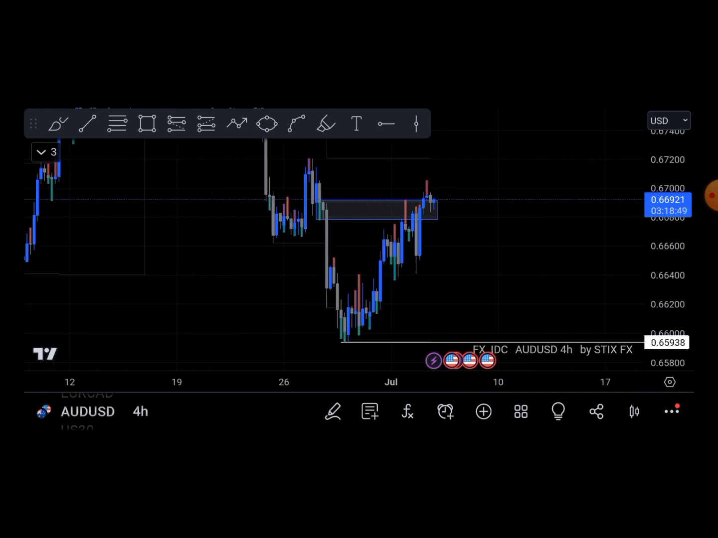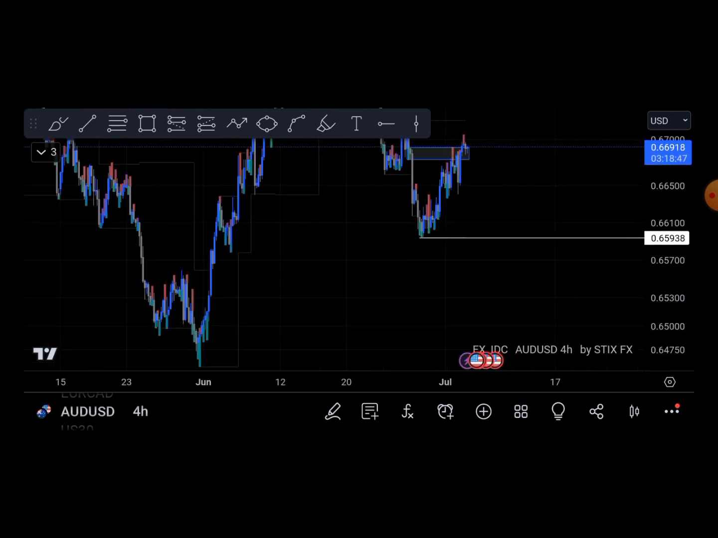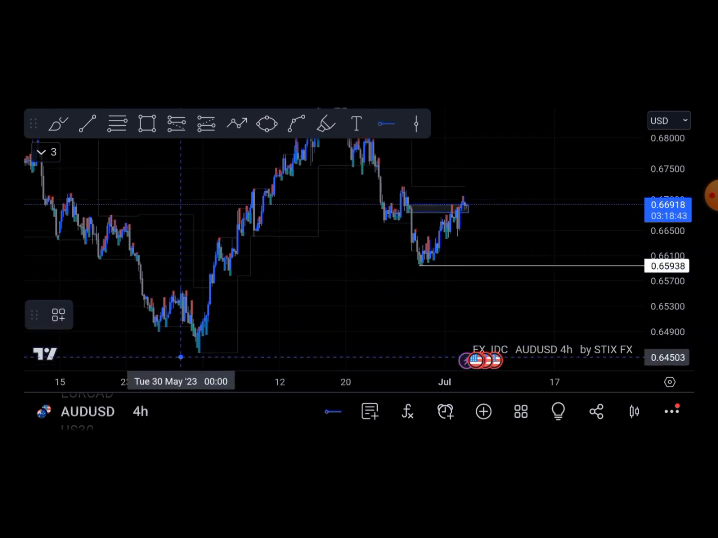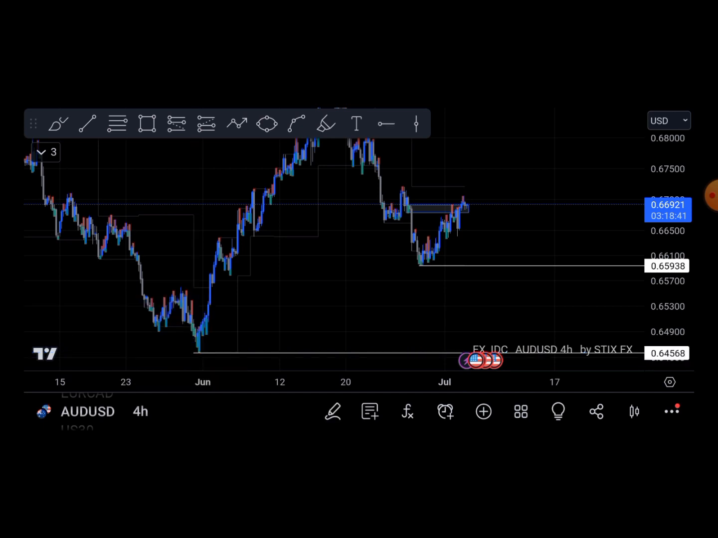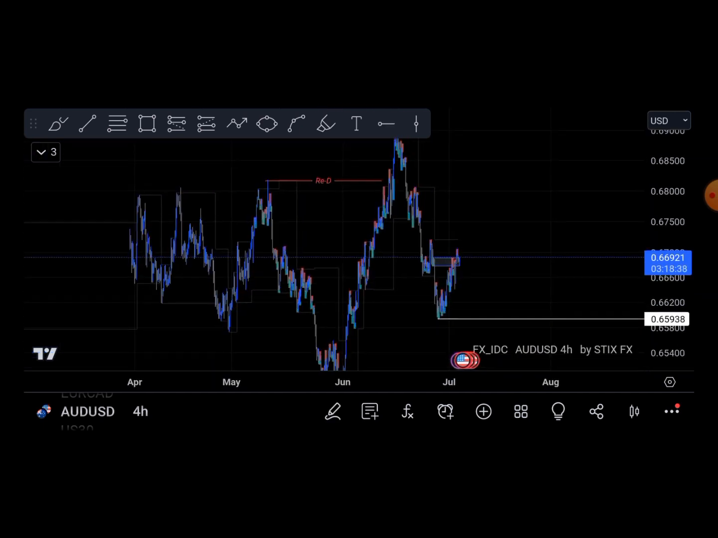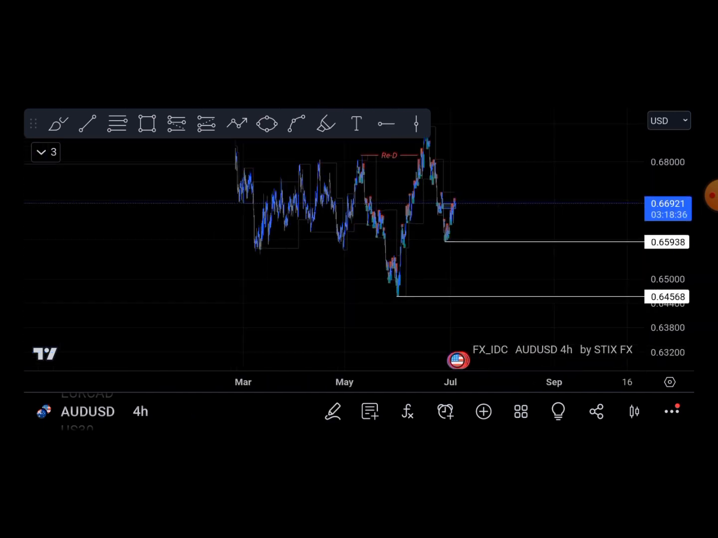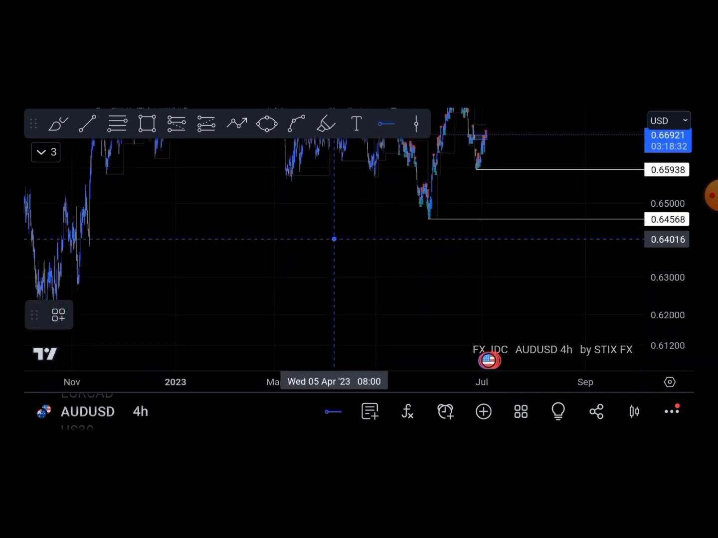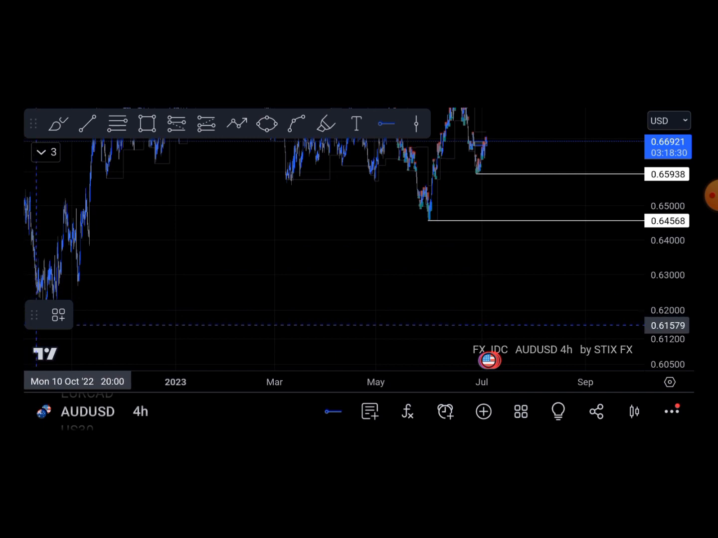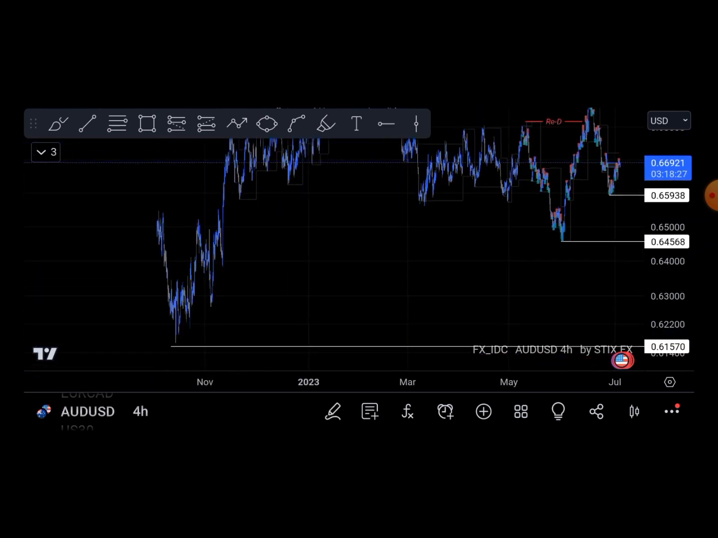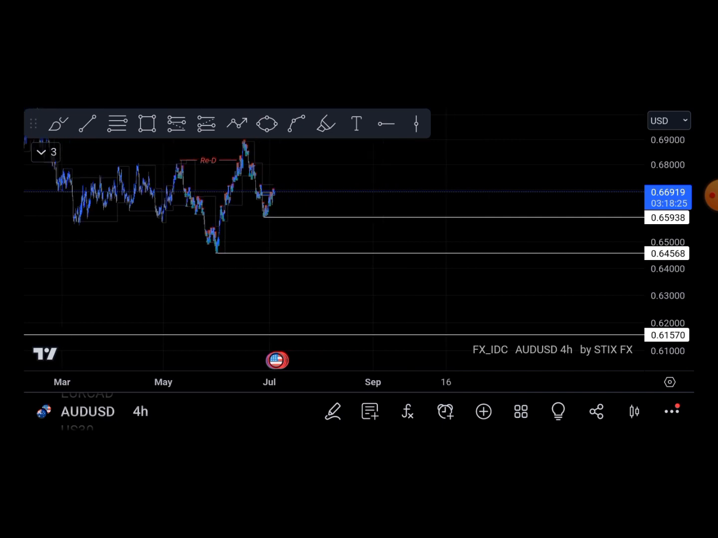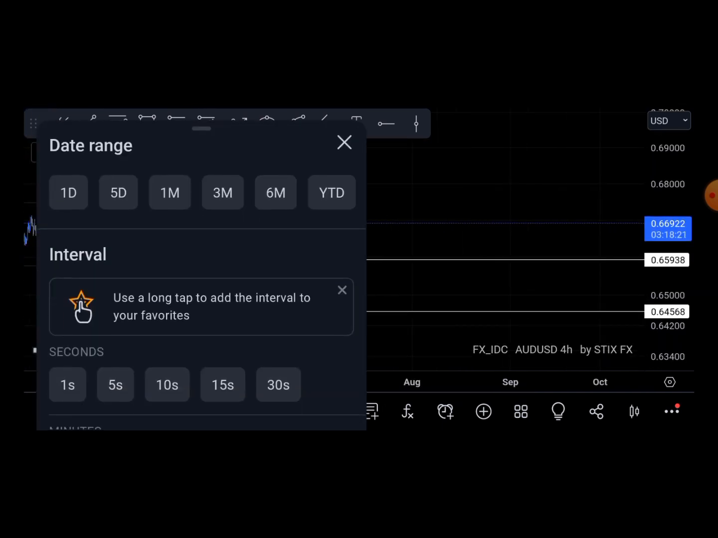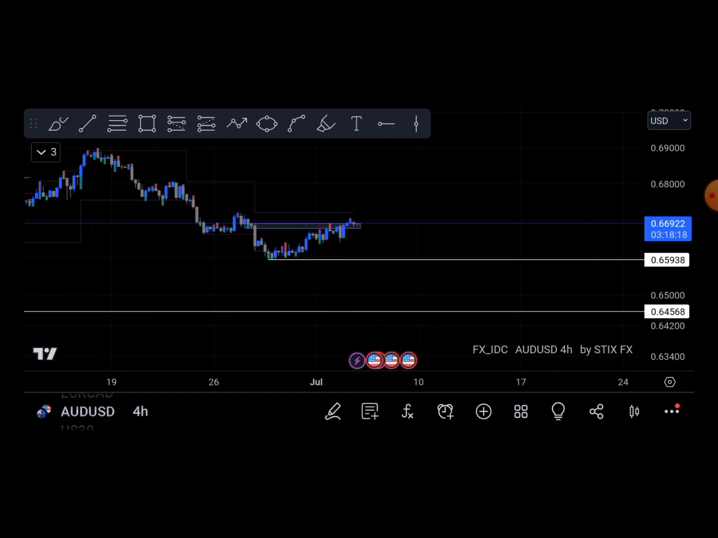And now we can zoom out to see our daily target. That's my daily target over there. That's the next run on liquidity. And then our long-term target, our high time frame target, is that weekly low right over there, all the way down there. Yeah, that's the one. That's our long-term target. That's the overall run on liquidity.